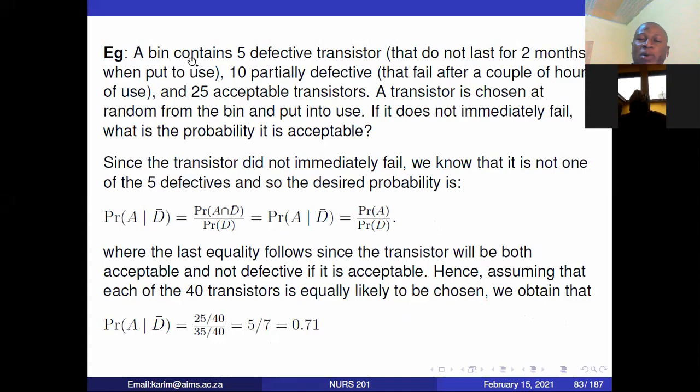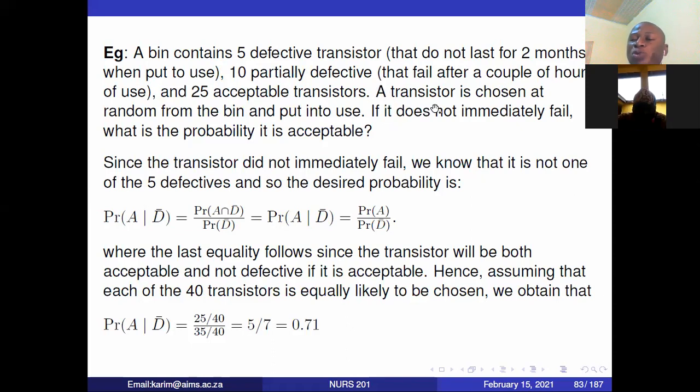So in the next slide, we are looking at a situation of transistors. We have a container that contains 5 defective transistors. We say it is defective because that transistor does not last for 2 months when you put it into use. And then we have 10 transistors that are partially defective. That is, they work for some hours and then they stop working. And then we have 25 transistors that are acceptable, they are good.